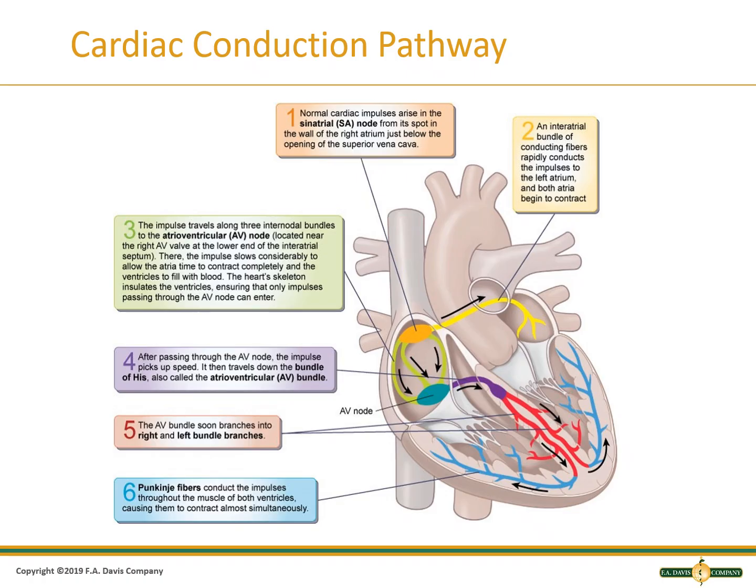Let me also make reference. Your SA node is situated at the upper portion of your right atrium. However, we should understand that both of your atria are going to contract at the same time, and then both of your ventricles are going to contract at the same time, just a split second behind your atria. So that SA node, although it's situated in the right atrium, there is a connecting pathway so that your left atrium can be stimulated as well. So the SA node is responsible for stimulating your atria to contract.